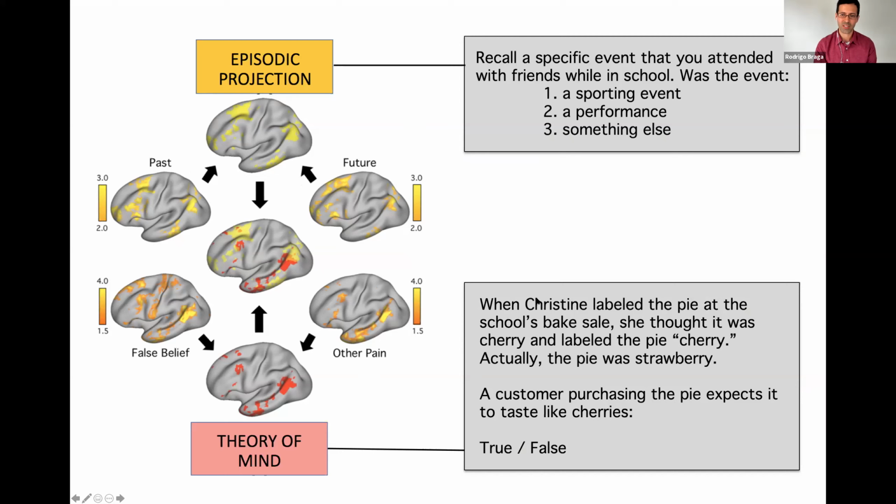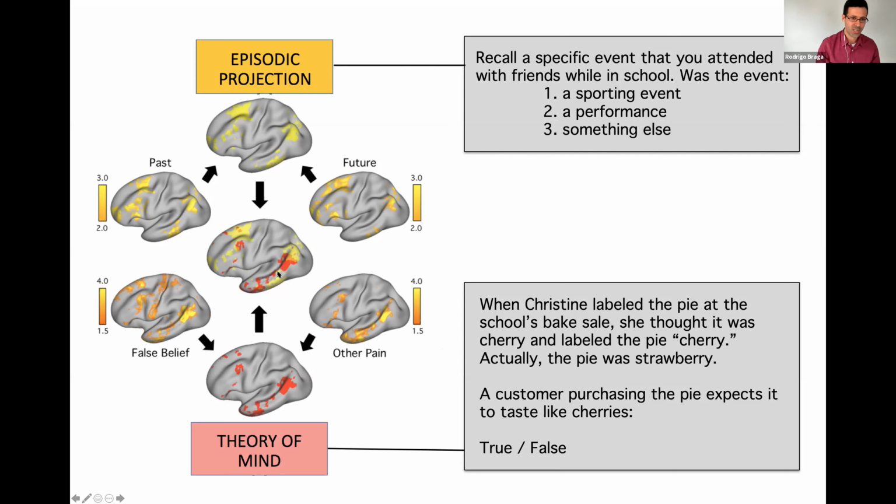For example, when Christine labeled the pie at the school's bake sale, she thought it was cherry and labeled the pie cherry. Actually, the pie was strawberry. A customer purchasing the pie expects it to taste like cherries. True or false? So to do this task, the participant has to put themselves in the mind of the customer in this case and think, what did they know? What would they be thinking? So this is why it's called theory of mind. And I'm going to show you activations from those tasks in red.